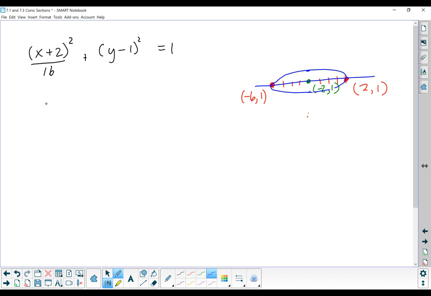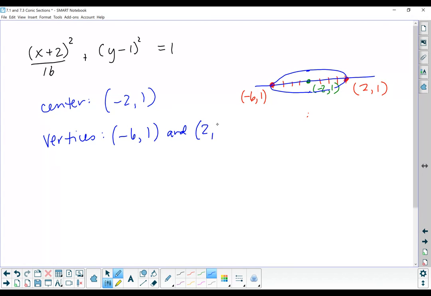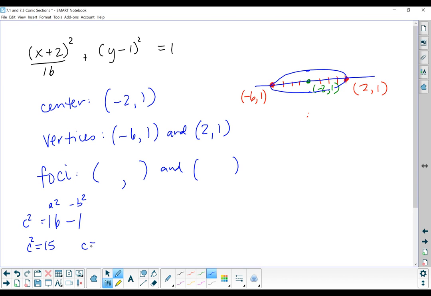So for this one, our center would be -2, 1. Our vertices would be at -6, 1, and 2, 1. And then we need to find our foci. The foci, we have to do 16 minus 1. So that's our a squared minus b squared, and that's c squared. So in this case, c squared is 15, so c is root 15.